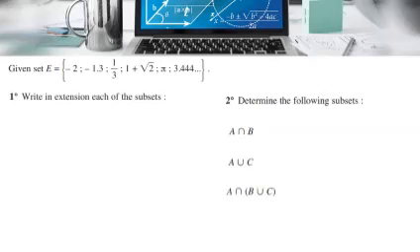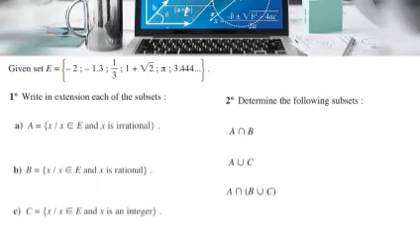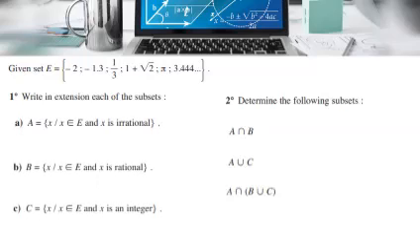And in this exercise, we have the set E that contains -2, -1.3, 1 over 3, 1 plus radical 2, pi, and 3.44444, and so on. Write in extension each of the subsets. X belongs to E and X is irrational. So from E, what are the irrational numbers? The irrational numbers are 1 plus radical 2 and pi.